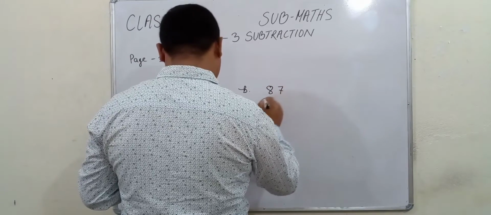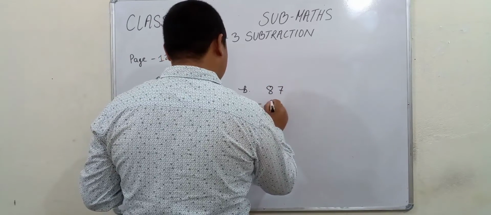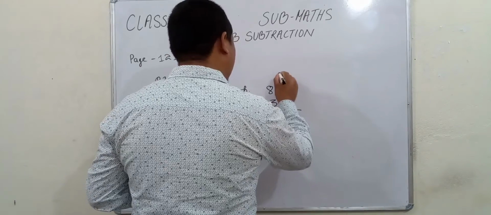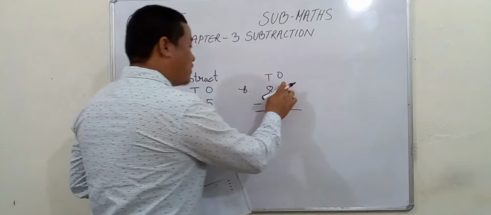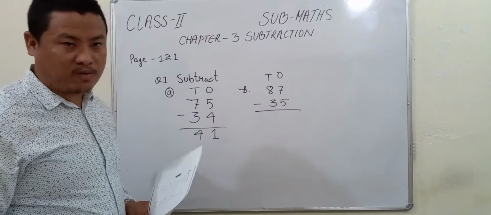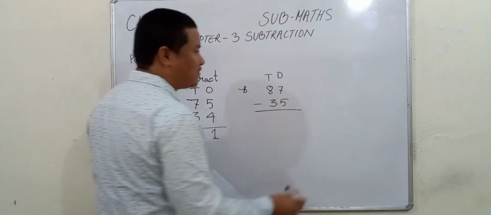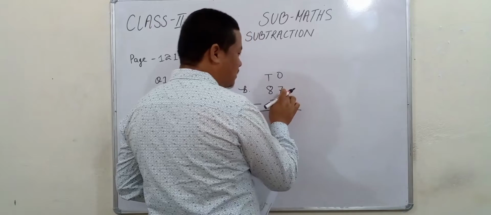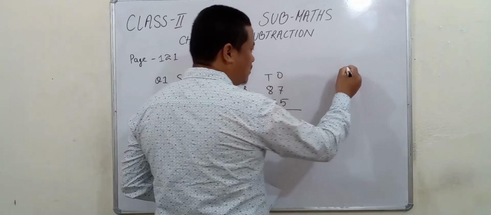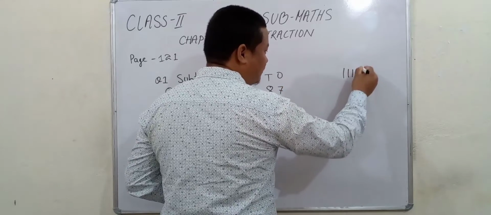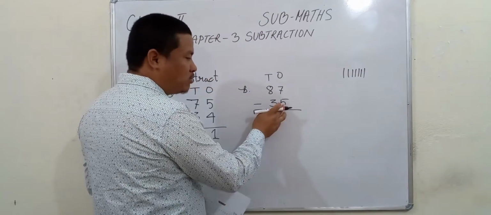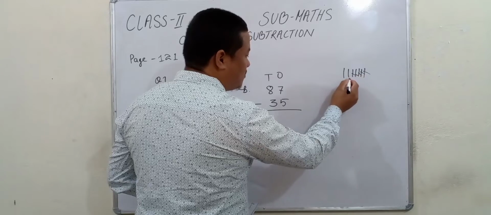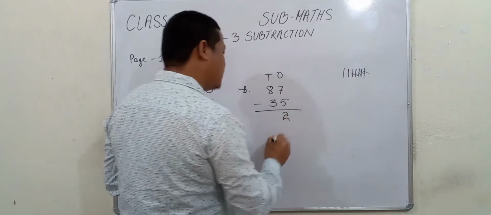87 minus 35. Okay. Ones, tens. Now from 7 you have to minus 5. Again, just in the corner of your notebook. Draw this line. You have to draw the line. First is 7. So 1, 2, 3, 4, 5, 6, 7. From there you have to take out 5. 1, 2, 3, 4, 5. How much remains? 2. Then we'll write here 2.